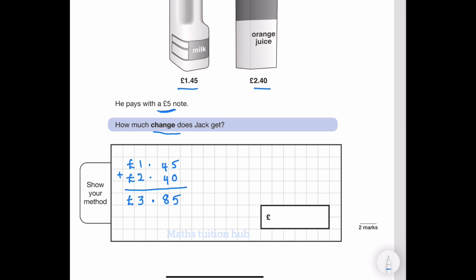So that's £3.85, and he paid with £5 note. We need to find out how much change would he get after paying £3.85. So take away £3.85, £3.85, take away from £5. So we need to borrow from 5 here, 10, and borrow again to 0. That's 5, 1, and 1. So the remaining change is £1.15.